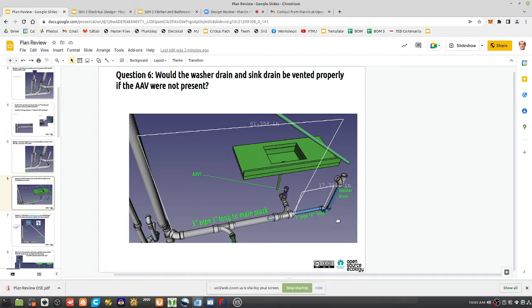So I'm wondering, instead of adding the air admittance valve underneath the sink there, if we put a T or a Y in the wall, and see where you make the jump from your 2-inch washer drain, and you increase it to 3 inches right in there. If we put a Y in there and came up above the sink and then ran over to the main stack and vented it there, we'd be able to vent the washer drain and the sink, I think, at the same time.